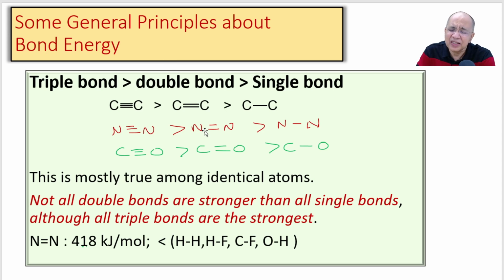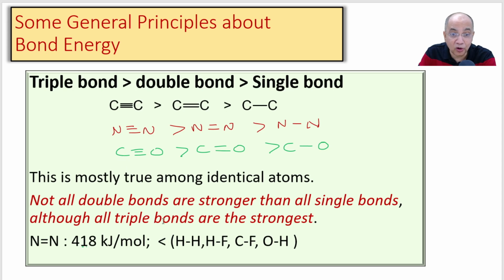Let us set up a general principle that a triple bond is stronger than a double bond. A double bond in turn is stronger than a single bond. And for that, you have to take identical atoms: N triple bond N, N double bond N, N single bond N. Similarly, C triple bond O, that is carbon monoxide, C double bond O in a carbonyl compound, C single bond O like alcohol, whatever. So that is the trend.